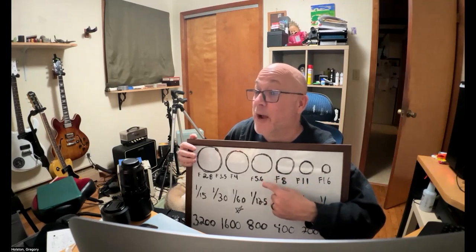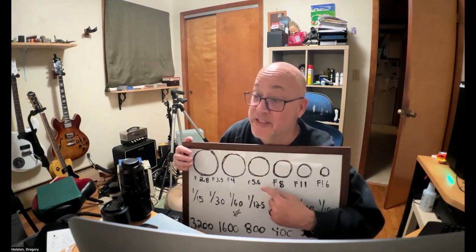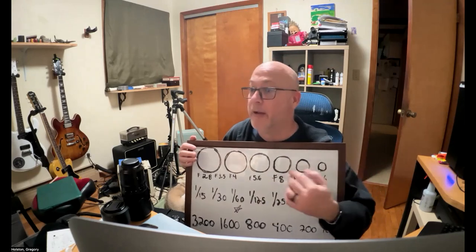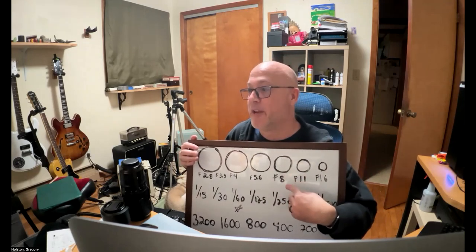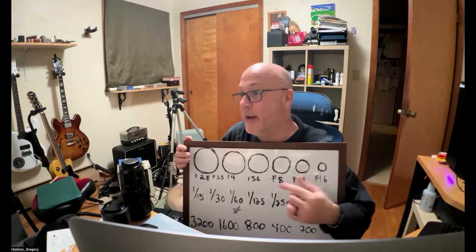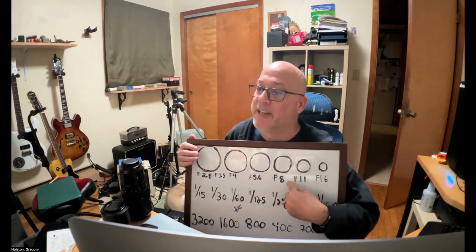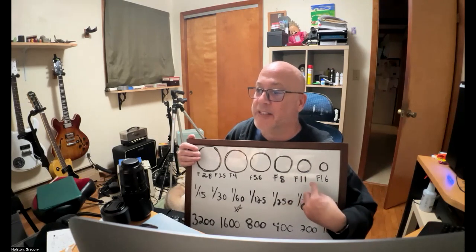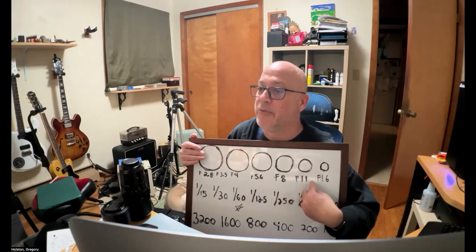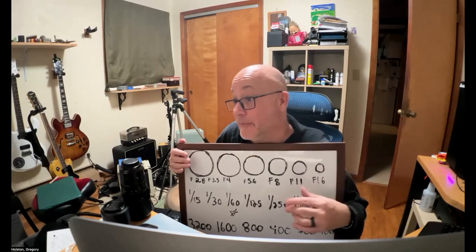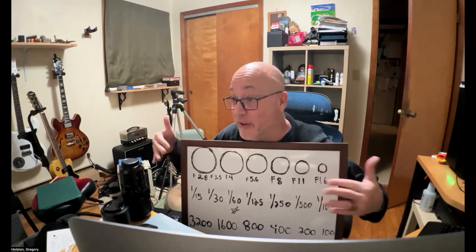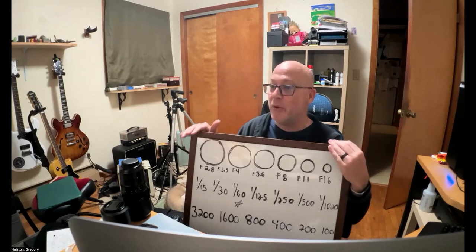Now, if you said, hey, Greg, what's one stop smaller than 5.6? I'll tell you F8 all day. I know that. If you tell me what's one stop smaller than F8, F11, I know that. But if you say like 8.7 or whatever it is in here, I don't know what that is, the one stop smaller is between F11 and 16. I don't know. So that's why I don't get involved in all that. Stay away from those middle ones.